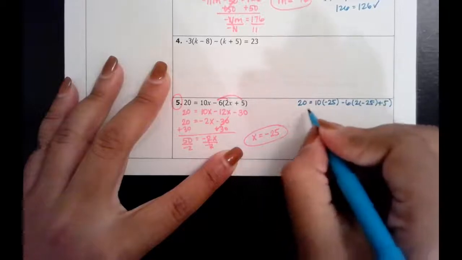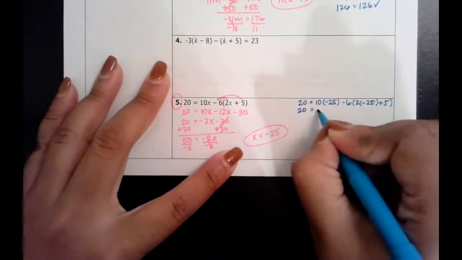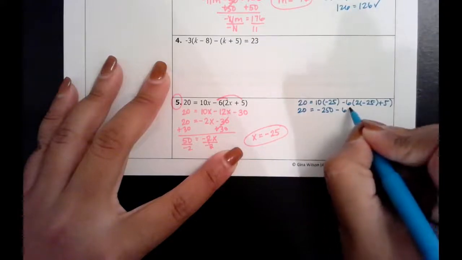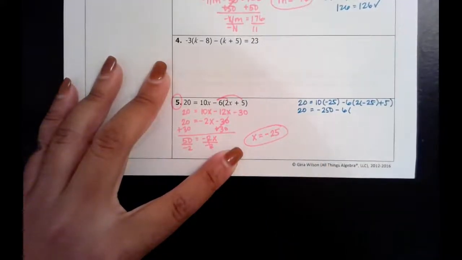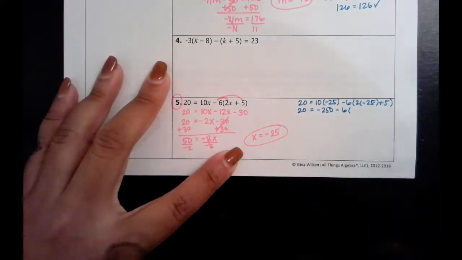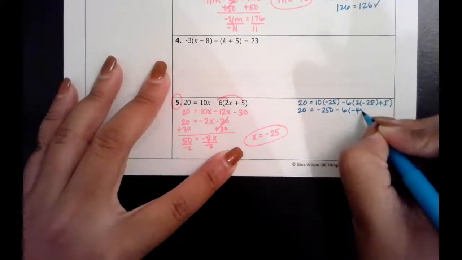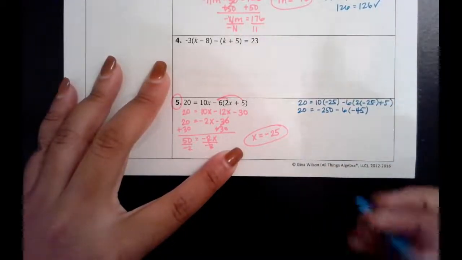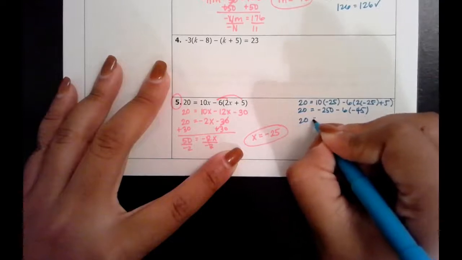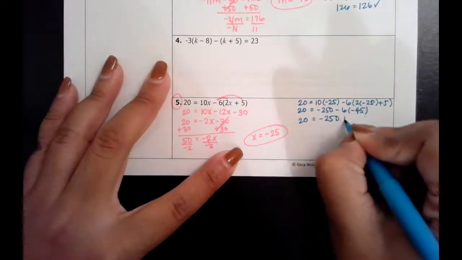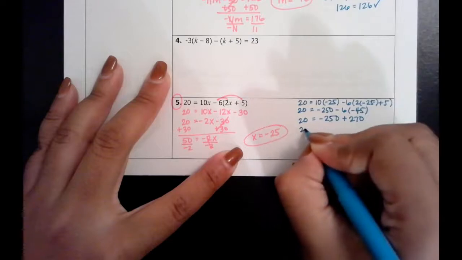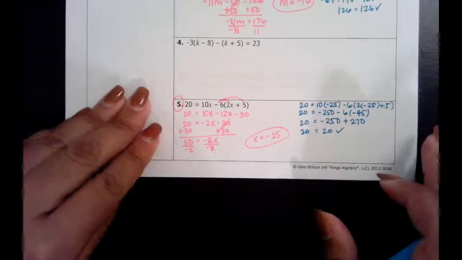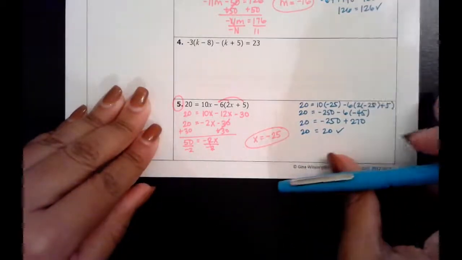So we have 20 equals negative 250 minus 6 times 2 times negative 25 plus 5, which is negative 45. Negative 6 times negative 45 gives me 270. So negative 250 plus 270 equals 20. So negative 25 is the correct answer. Alright, let's keep going.